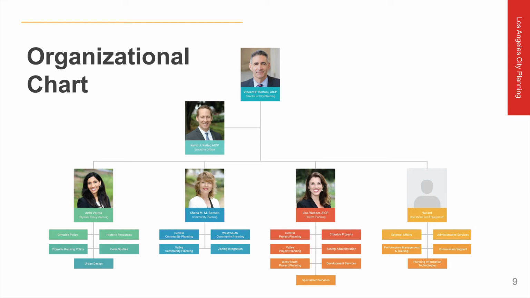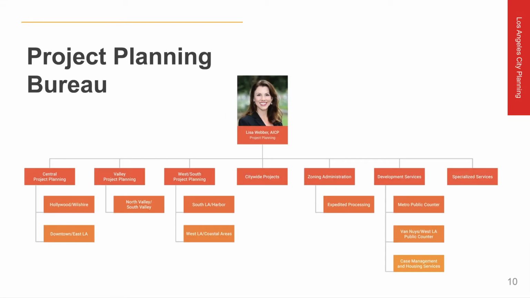The Project Planning Bureau is responsible for managing the development review functions for city planning. This includes processing land use applications, administering plans, and implementing zoning regulations, as well as the review of these projects. And the Operations and Engagement Bureau provides the technical, administrative, and financial services that are critical to the overall success of the entire department. These 4 bureaus represent the 400+ individuals who work for city planning.